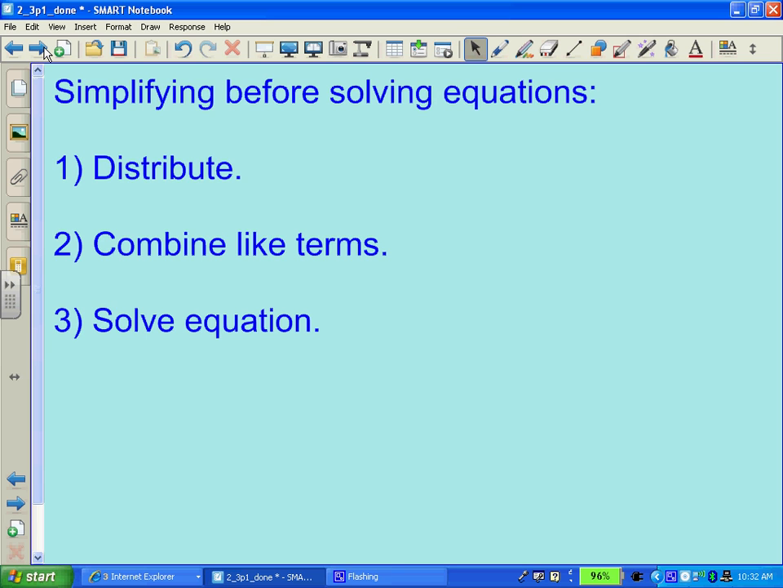Then once we've done that, we look for like terms, and we put them together. Only after we've done both of those things do we start to solve. Now one of the major mistakes that happens with these is that people try to solve right away before they do the first 2 steps. And then they end up getting really confused with what goes where, and it just doesn't work very well. So please do the first 2 steps, then solve.